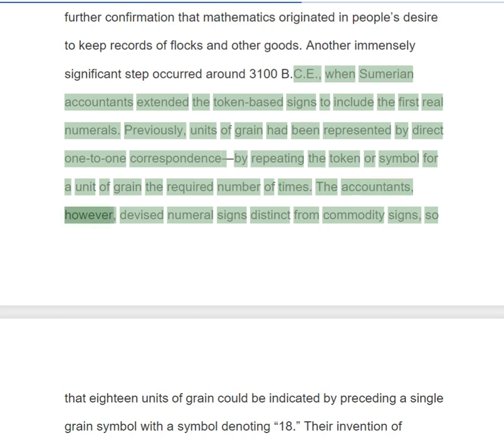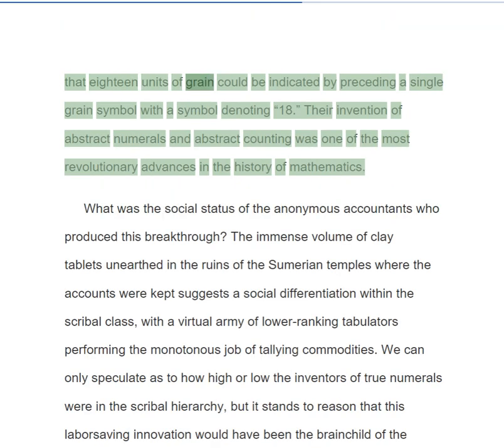The accountants, however, devised numeral signs distinct from commodity signs, so that 18 units of grain could be indicated by preceding a single grain symbol with a symbol denoting 18. Their invention of abstract numerals and abstract counting was one of the most revolutionary advances in the history of mathematics.